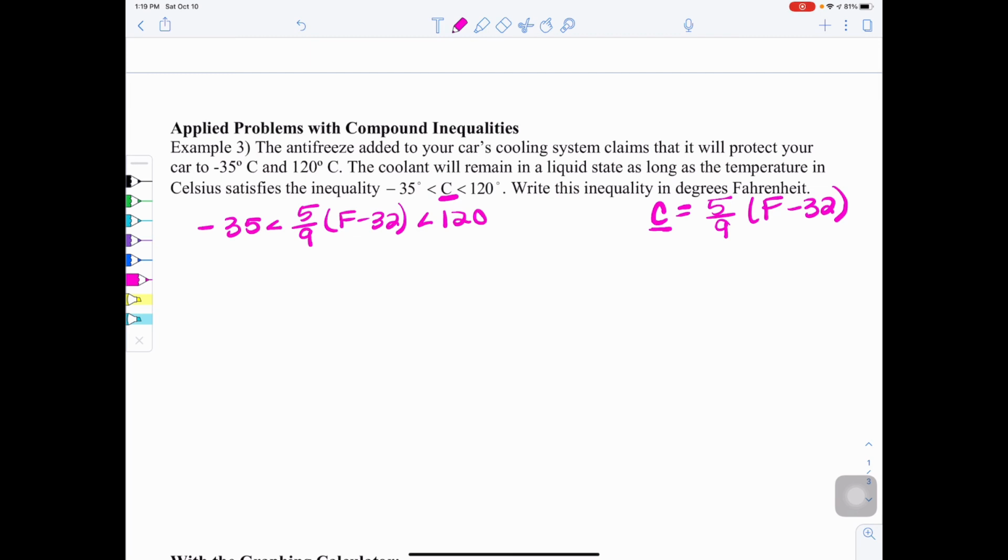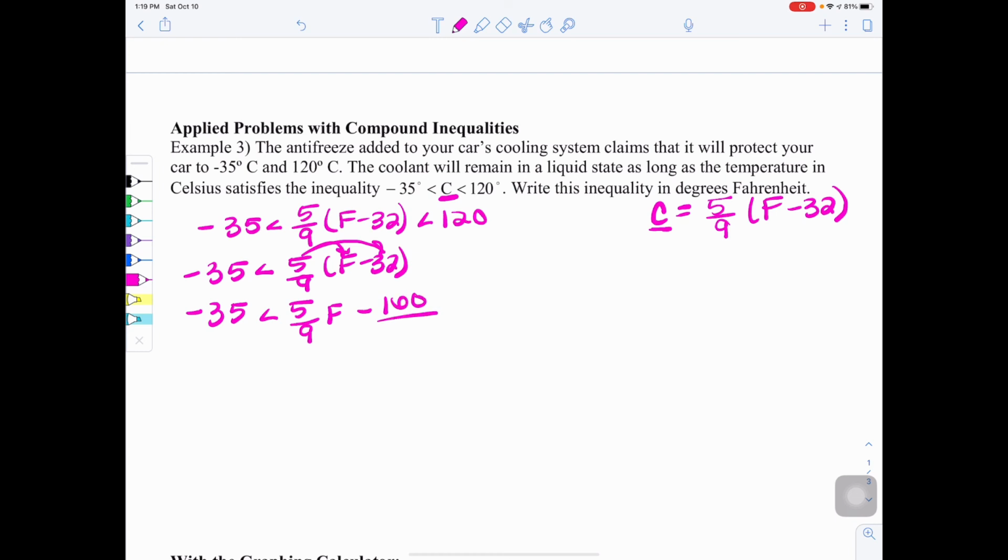So again, you can split this up if you would like, or you can work right within the 3 setup. I'm going to show you splitting it up. So we have negative 35 is less than 5/9 times F minus 32, which means we're going to have to distribute. So we get negative 35 is less than 5/9 F, and this time you would get 160 over 9. I'll just leave it like that for you.